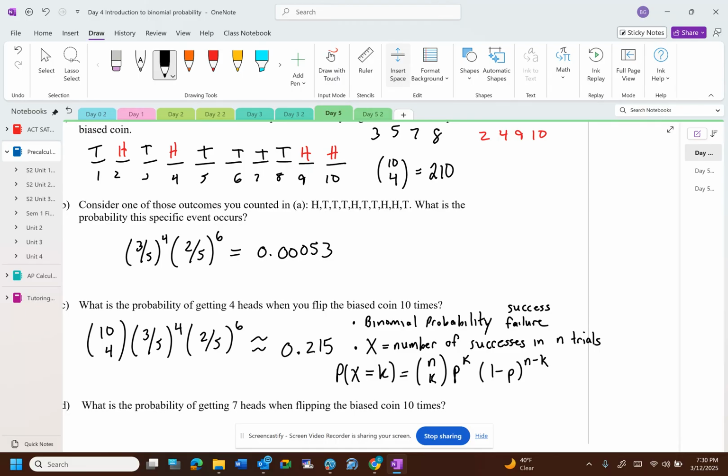All right, but that is how you calculate a binomial probability. Again, you need two outcomes, success or failure. The trials need to be independent, and the probability cannot change throughout the problem.